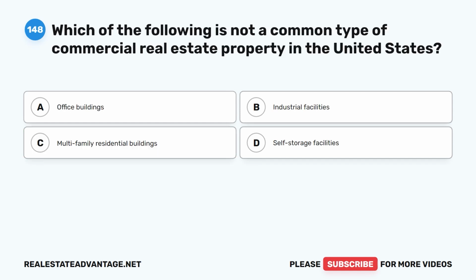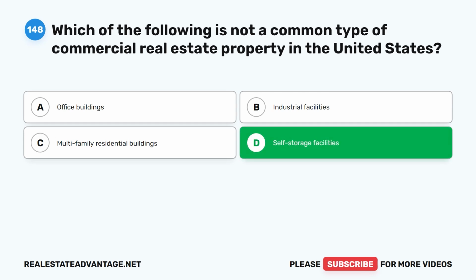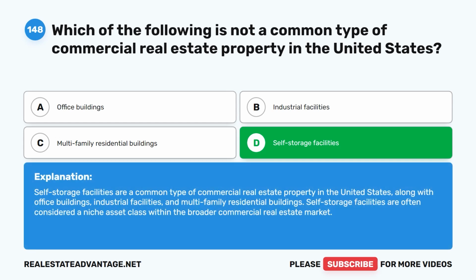Question 148. Which of the following is not a common type of commercial real estate property in the United States? A. Office buildings, B. Industrial facilities, C. Multifamily residential buildings, D. Self-storage facilities. The correct answer is D. Self-storage facilities. Self-storage facilities are a common type of commercial real estate property in the United States, along with office buildings, industrial facilities, and multifamily residential buildings. Self-storage facilities are often considered a niche asset class within the broader commercial real estate market.